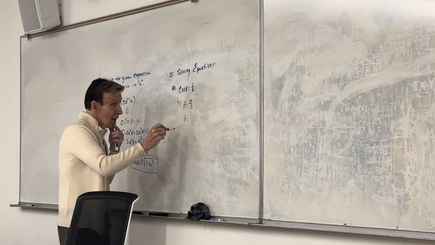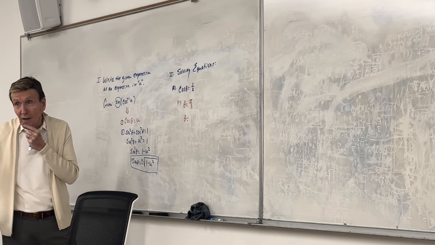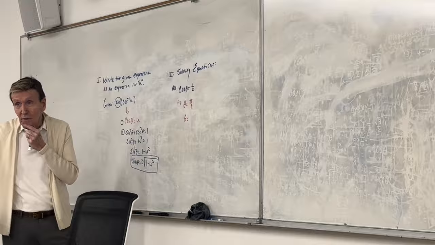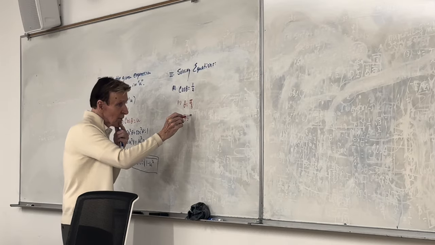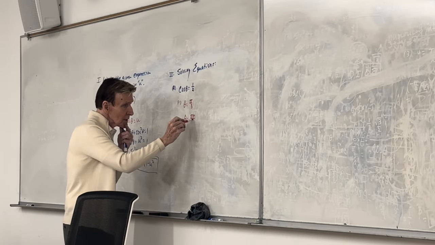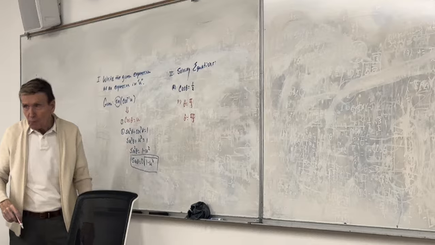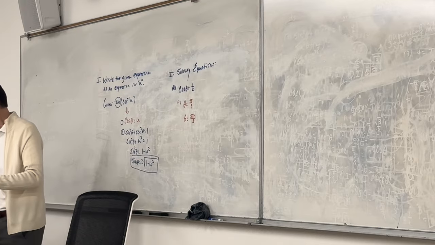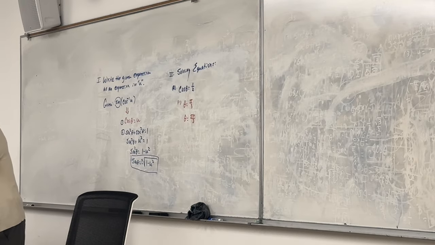Pi over 3. I think it's 5 pi over 3. Is it 5 pi over 3? Yeah. That's quadrant 1 and quadrant 4. That's where cosine is positive. I have to accept both.